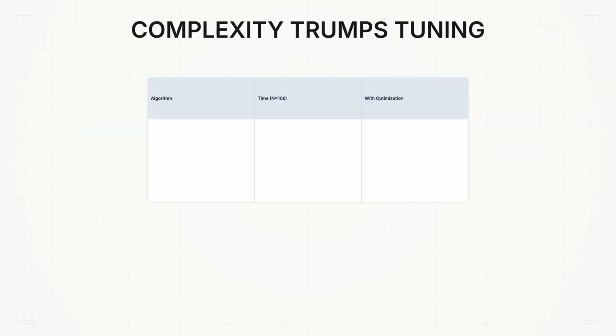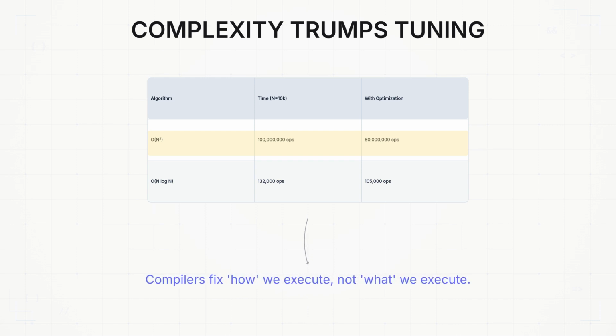Here is the hard truth. No amount of compiler magic can turn an O(n squared) algorithm into an O(n log n) one. Compilers reduce the constant factor, the time each individual operation takes. They make the n faster, but they cannot change the exponent. If your algorithm requires nested loops over 1 million items, the compiler might make each iteration 20% faster, but the quadratic growth will still crush your performance.